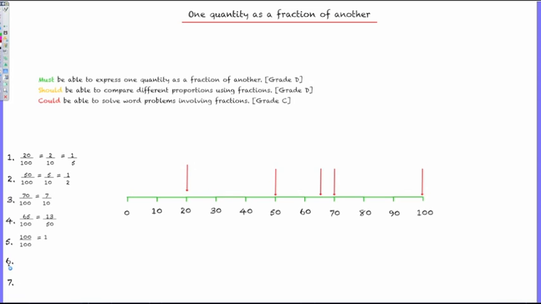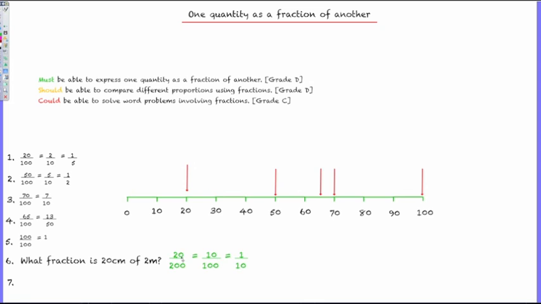Okay, the next question. What fraction is 20 centimetres of 2 metres? So in this case we need to make sure that our units are the same. Okay, so 20 centimetres out of 2 metres. That's going to give me 20 centimetres out of 200 centimetres. Okay, there's 100 centimetres in 1 metre, so 200 centimetres in 2 metres.